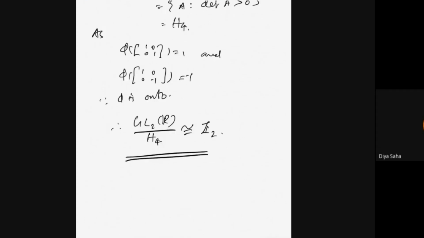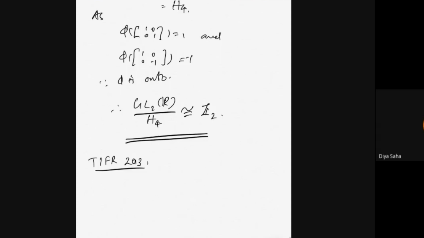Now I'll do one more question. This was asked for TIFR 2013. It's a simple question. Does there exist an onto homomorphism? In which of the following cases does there exist an onto group homomorphism?